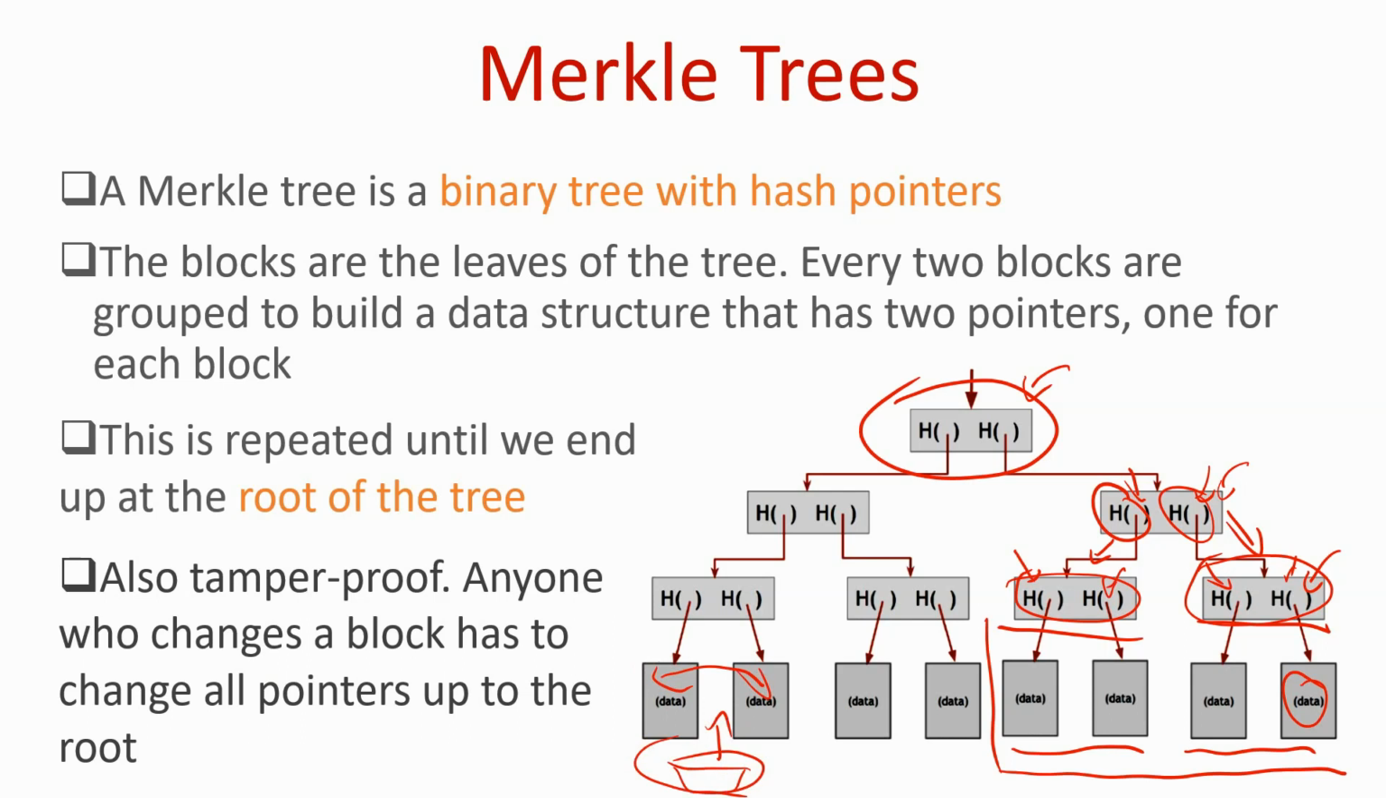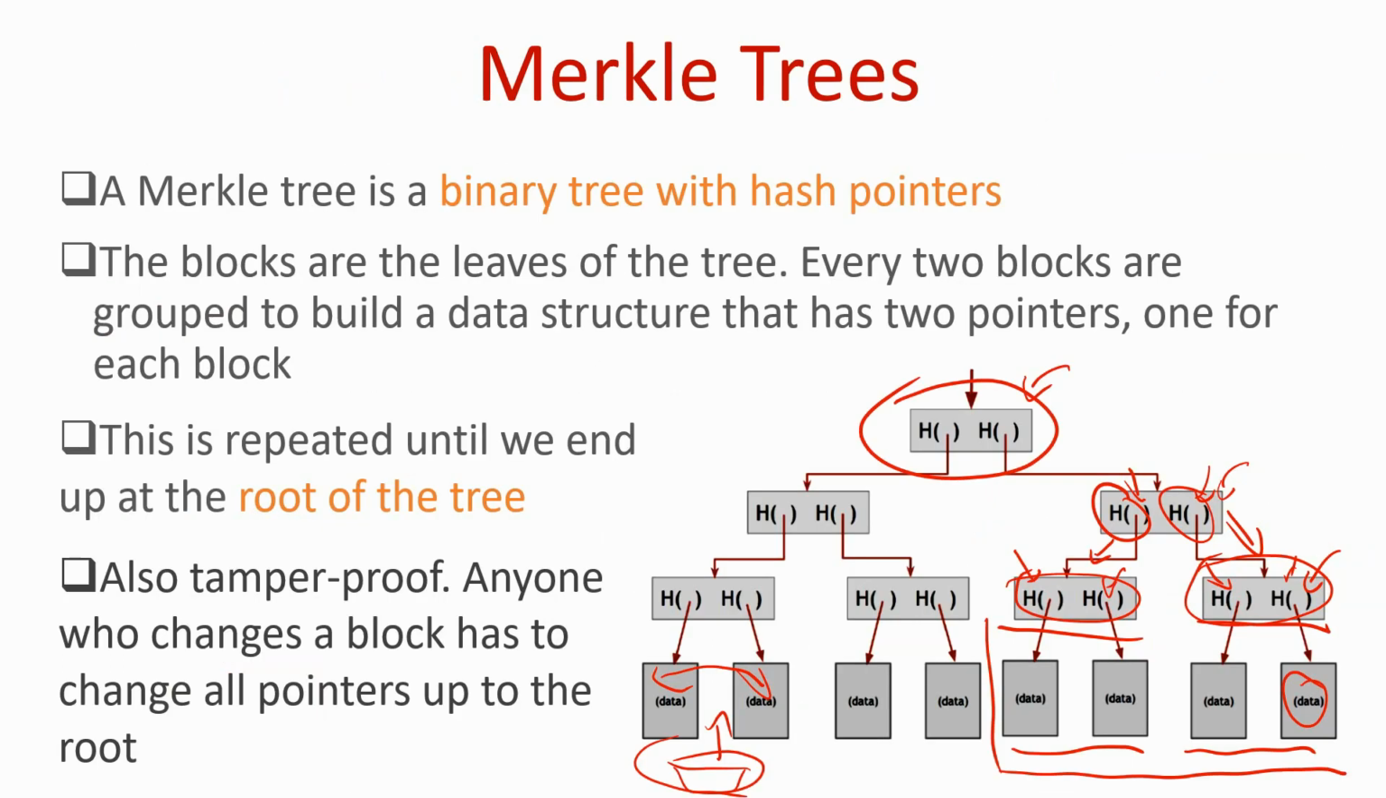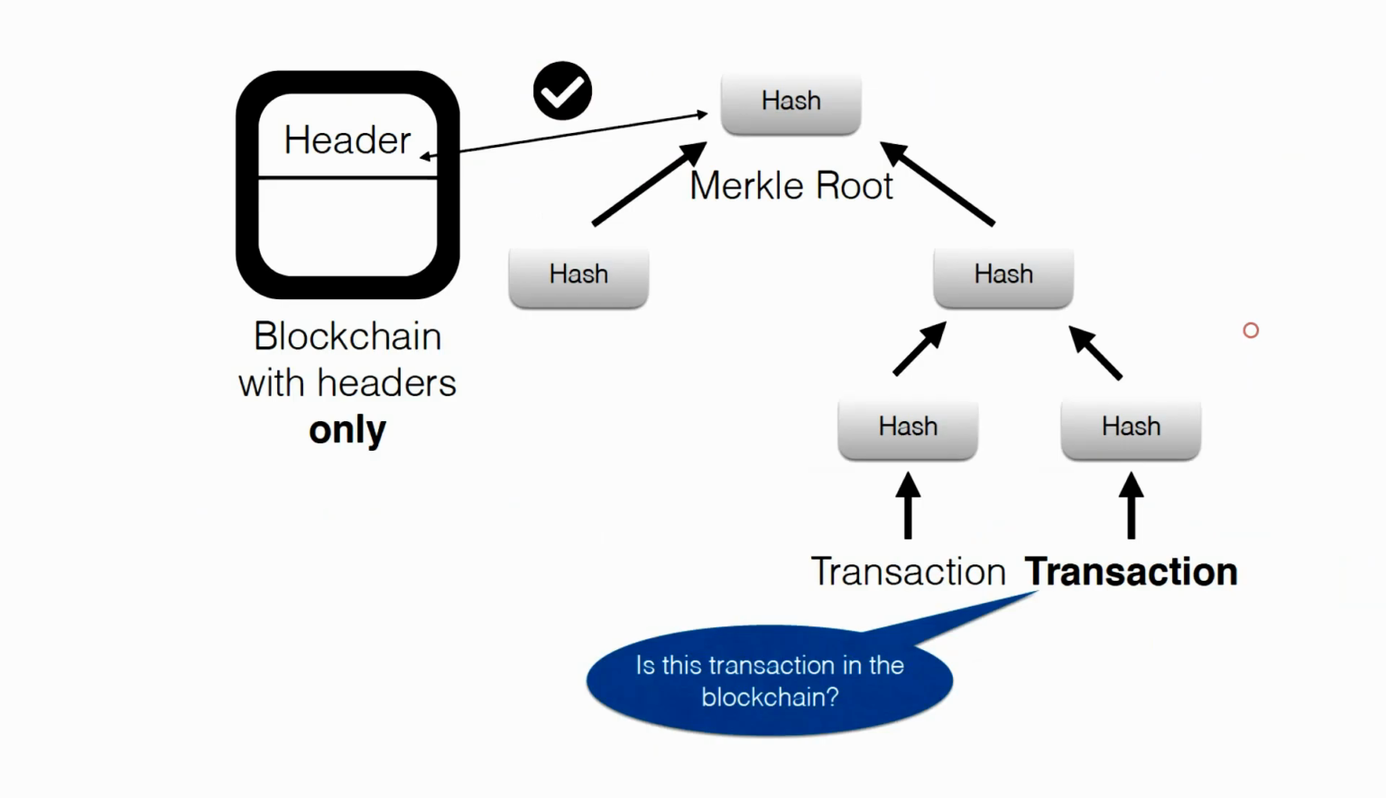So in cryptocurrencies, we use the blockchain structure, which has hash pointers pointing to the previous block, and this provides a tamper-proof ledger. And we have also the Merkle tree, where you save the Merkle root in every block so that you can actually check the membership in the Merkle tree, and it's also tamper-proof.